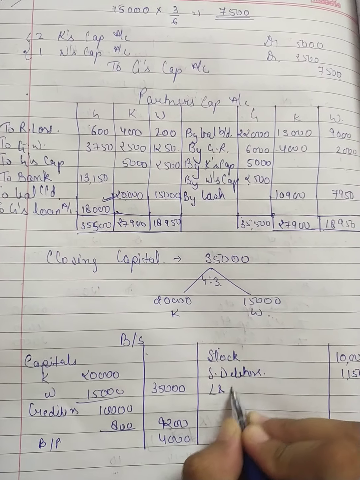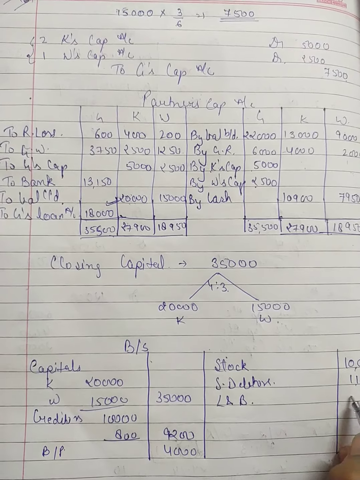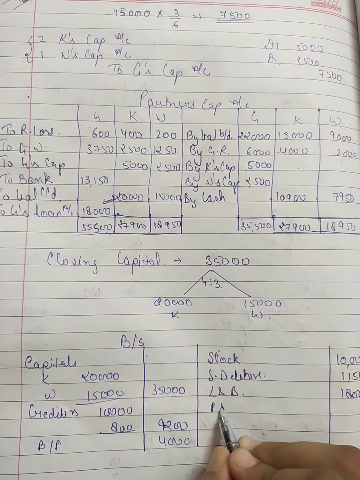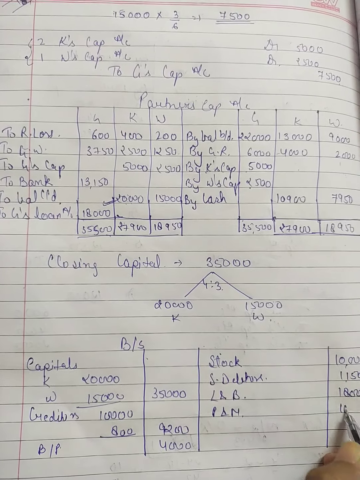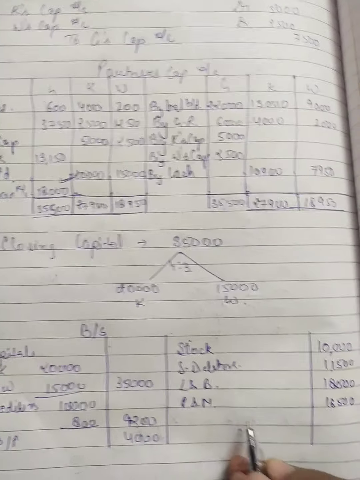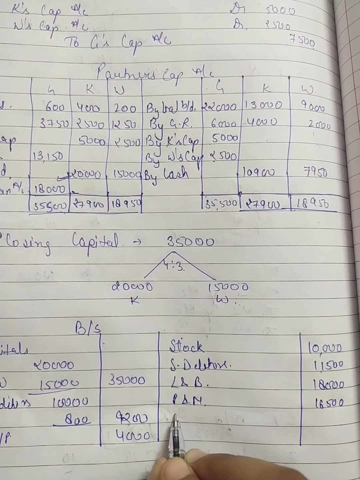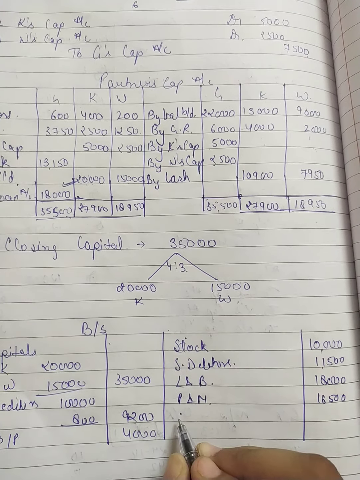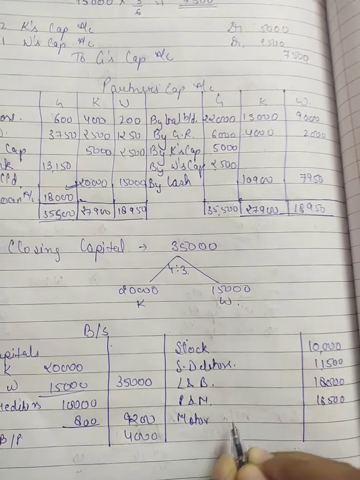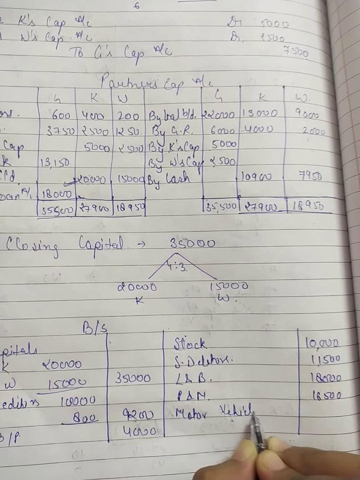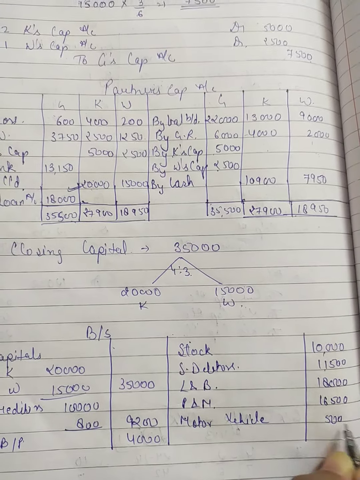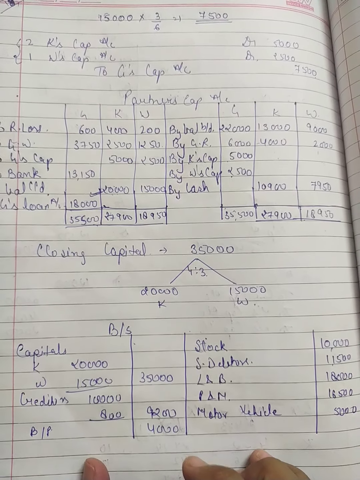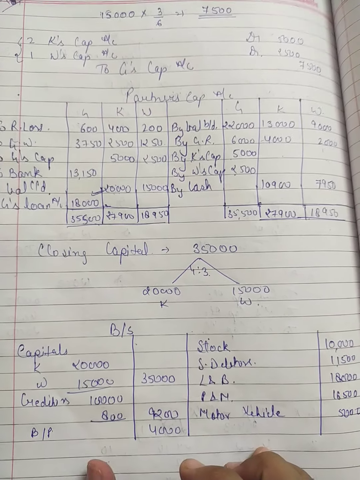Land and building. Land and building is amounted as 18,000. After that, plant and machinery, that is amounting 16,500. And after plant and machinery, that is motor vehicle, that is same as before, 5,000. So students, after writing all these, first we need to check out our revaluation.